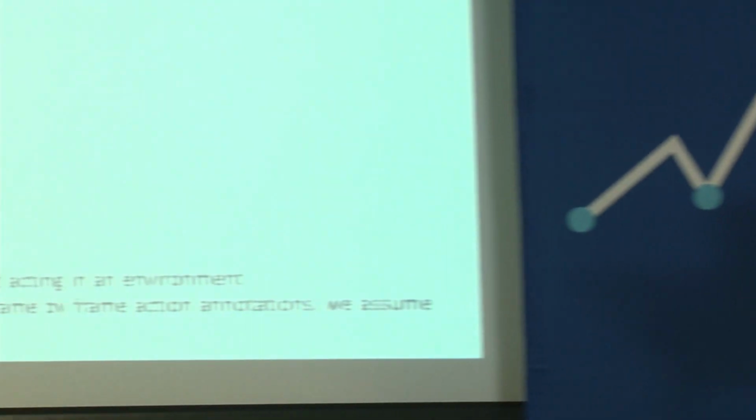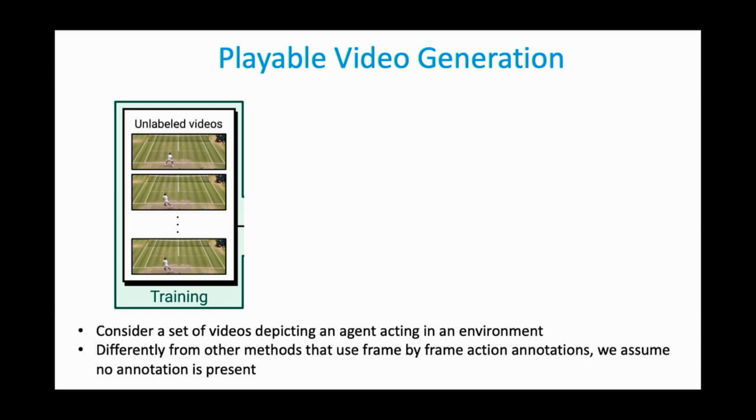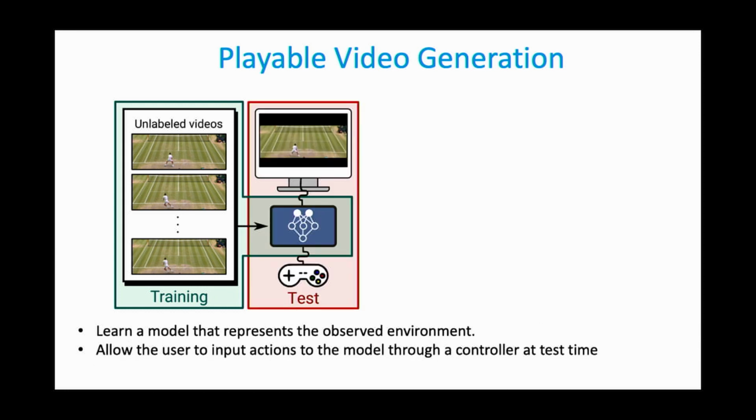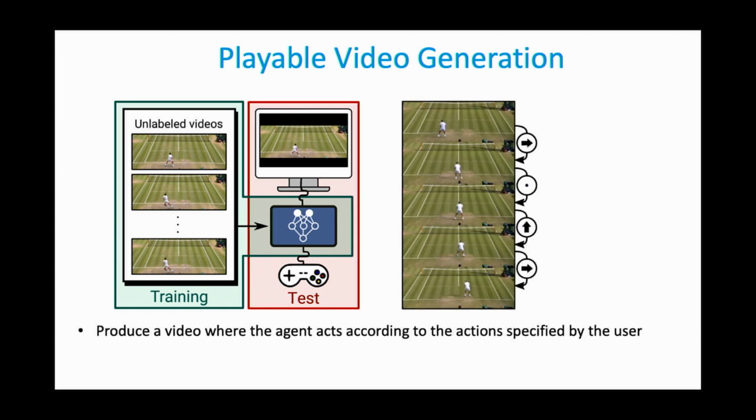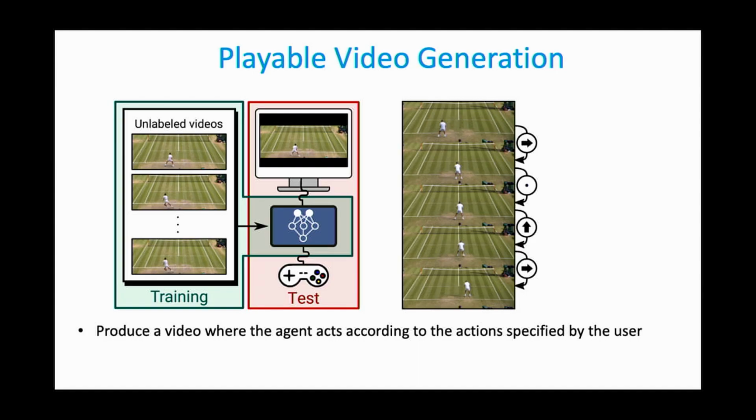Okay, so practically this is, I showed it. So you want to have, for example, you start with training, you have a set of unlabeled videos depicting an agent in an environment. And what we assume here is that we have no annotation at all. So we don't annotate the videos at all. And then you want to allow the user to input action to the model through a controller at test time. And at the end, you obtain something like this in which you can play around with the same guy.